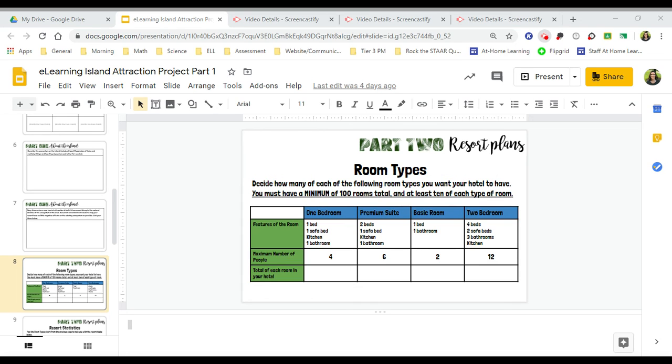And then I'm going to add all this up. 100 plus 100 is 200, 250, 275. And then you're going to repeat the same process for how many sofa beds, how many bathrooms, and how many kitchens. Again, using the information for the features of each room. All right, and that's going to get you to the next part.